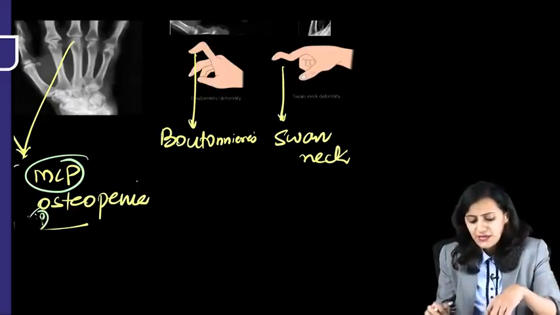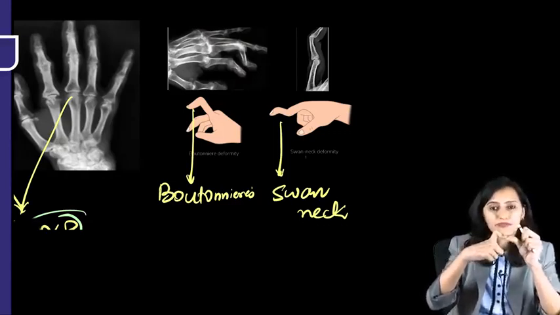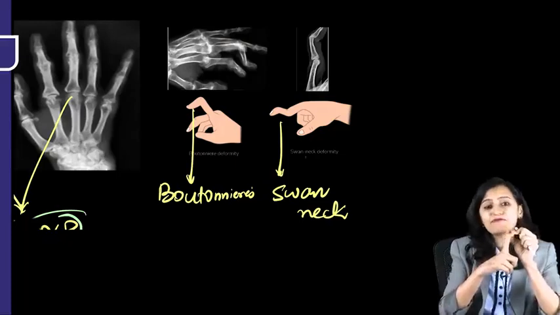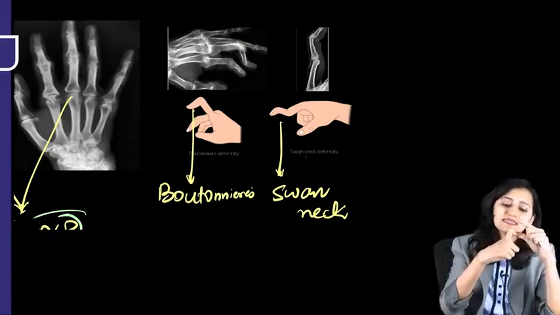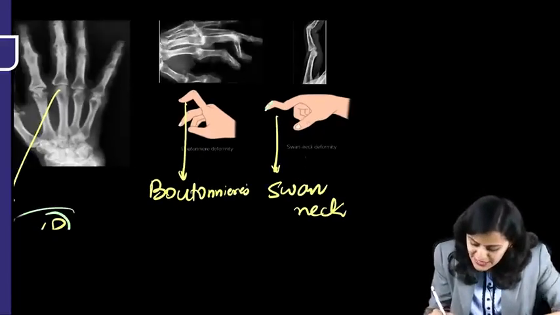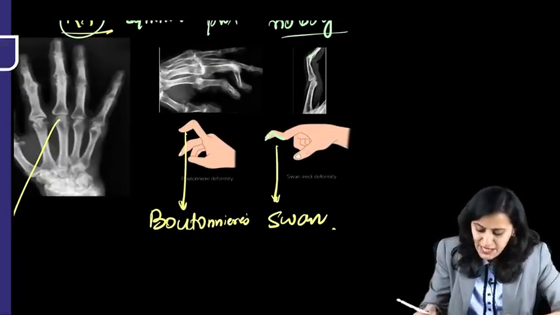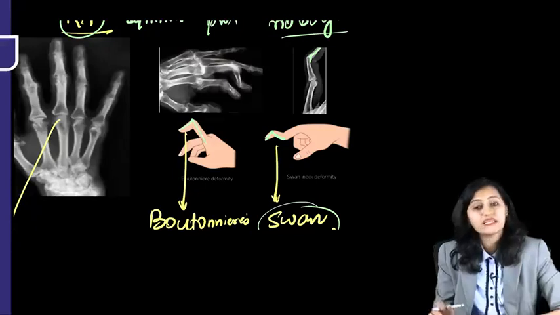The deformities that we can get are the swan neck deformity and the Boutonniere deformity. Swan neck is the DIP flexion, the PIP extension. Opposite is the Boutonniere, where the PIP is flexed. So when you have DIP flexion, think of swan neck. PIP flexion, it is Boutonniere deformity.